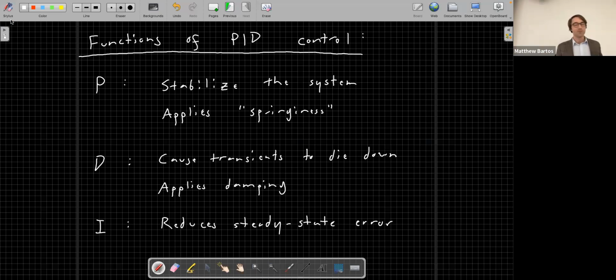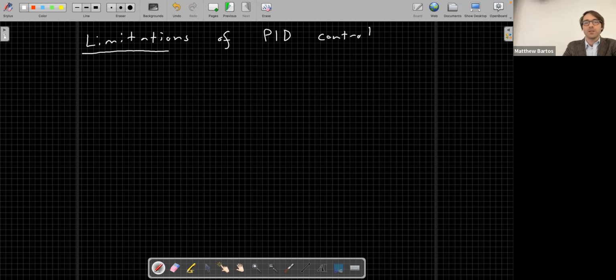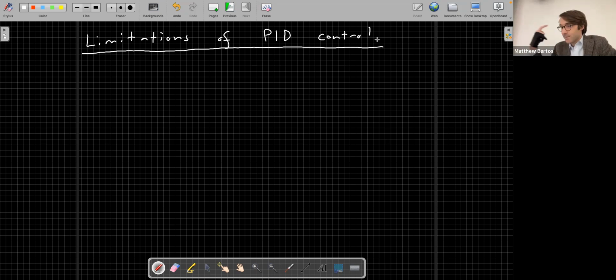So one final thing I want to do before we get out is talk about the limitations of PID control. Let's talk about limitations of PID control. We saw that PID control is great for a lot of things. It's great at achieving stabilization, it's great at reference tracking, and it's great at disturbance rejection.